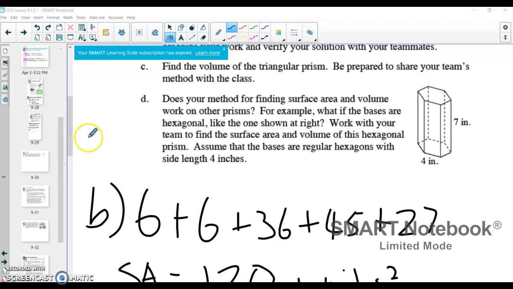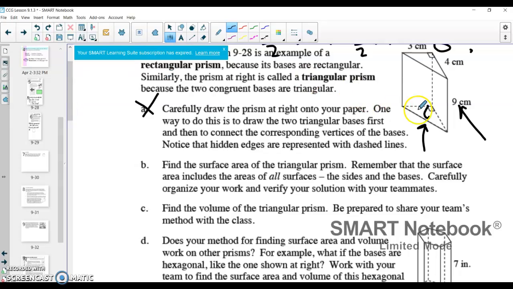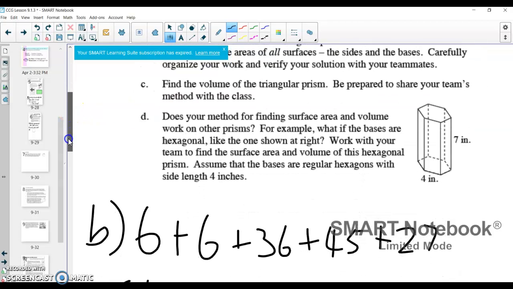Okay, so at the end of the last video, we found the volume of this prism by finding the area of the base and then multiplying it by the height of the prism. And then we're going to try that again here with part D. We are going to try to find the area of this hexagonal base, and then we're going to multiply it by this height of 7.